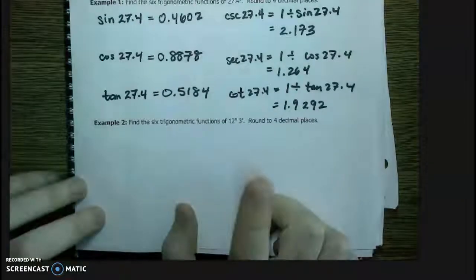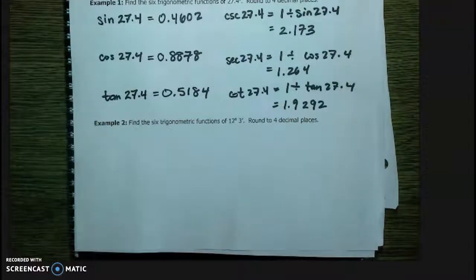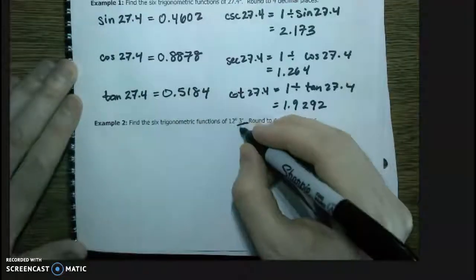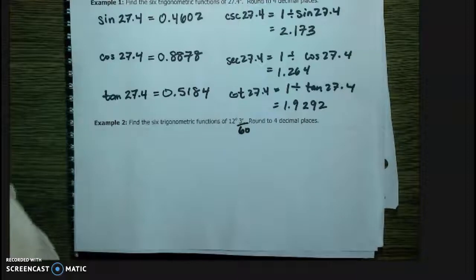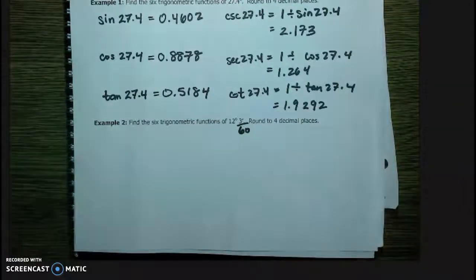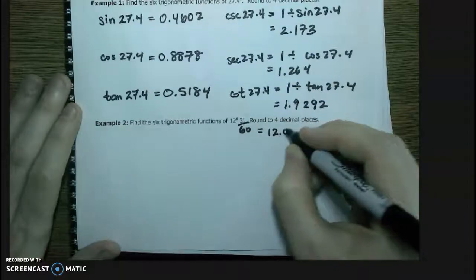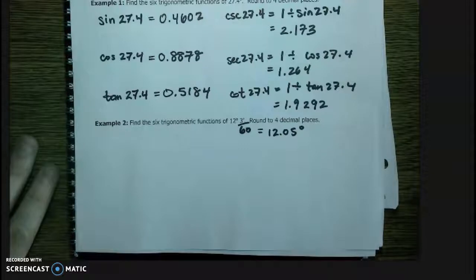All right, 12 degrees, 3 minutes. Same question, just we have minutes now. The calculator doesn't do minutes, so you're going to have to change it into a decimal. Divide your minutes by 60 because there are 60 minutes in each degree. And so that is going to give me 0.05. So we're going to have 12.05 degrees, the decimal equivalent to 12 degrees 3 minutes.